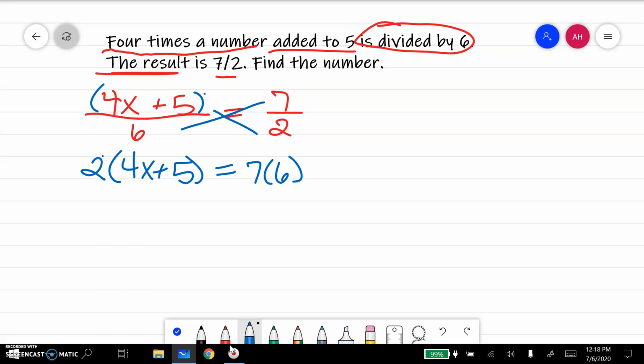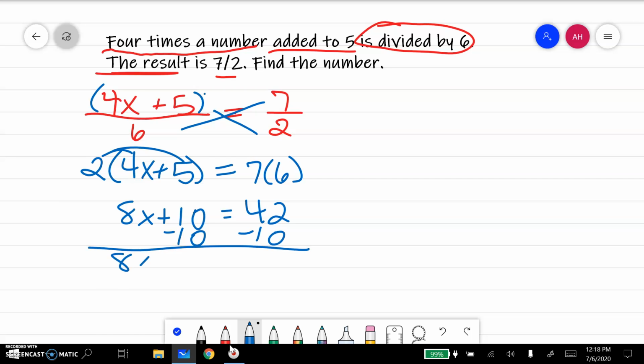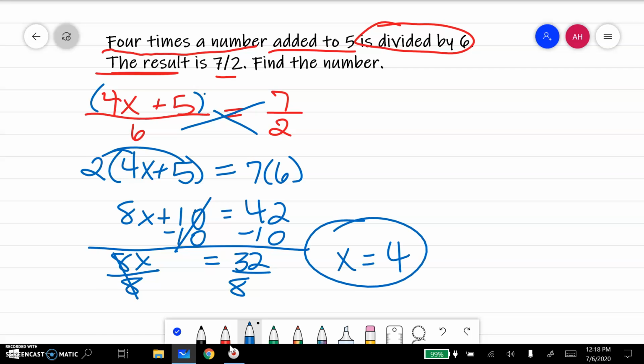So then we're going to work this out, distribute the 2, so we get 8x plus 10 equals 42. Subtract 10 from both sides. We get 8x equals 32. Divide by 8, and 32 divided by 8 gives us 4. And that is your answer.